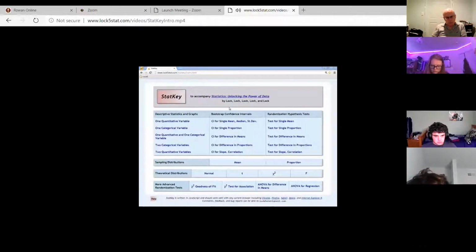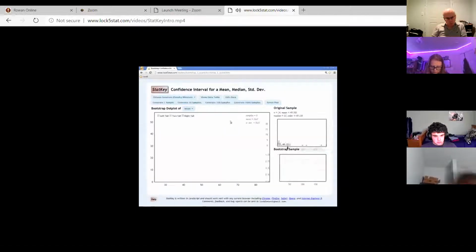So one of the difficulties for using sampling distributions in practice is that we really can't generate hundreds and thousands of samples from the same population to see what the distribution looks like. So that's where the idea of a bootstrap confidence interval comes in. So let's look at a bootstrap for a single mean. Okay, and again, we've got several examples built in here.